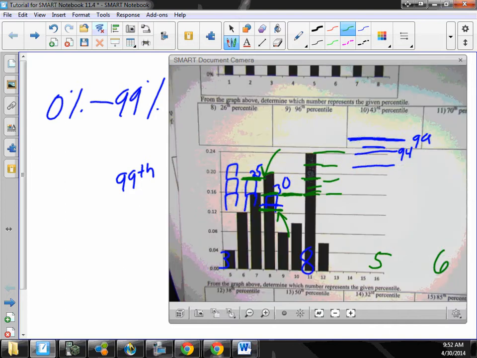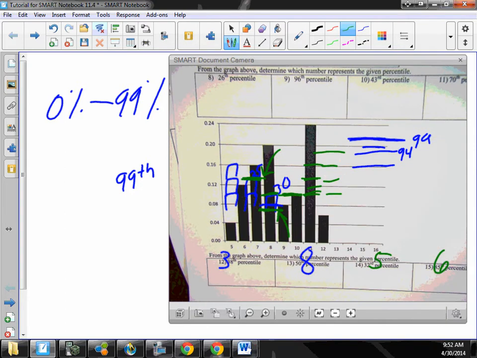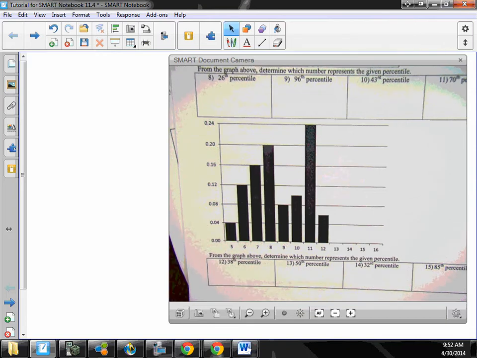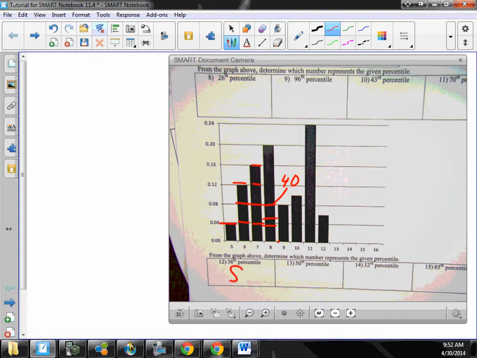If you look at the next one down, this is still a relative frequency histogram, but instead of percentages, they've just given us the decimal. So how would we find the 38th percentile? So that's 4, 8, 12, 16, 20, 28, 32, 36. So that was 40. So 38 would be an 8.